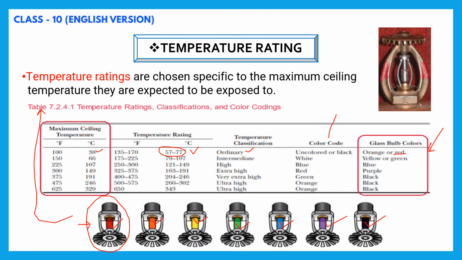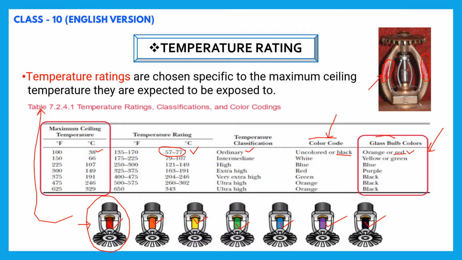This color code which is mentioned here will be marked on the sprinkler frame. Please don't get confused with this color code and this glass bulb color. Clearly you have to note that this color code is referring to the color which is marked on the frame, and this color is referring to the bulb color. So by looking at the bulb, we can say the temperature rating of the sprinkler.